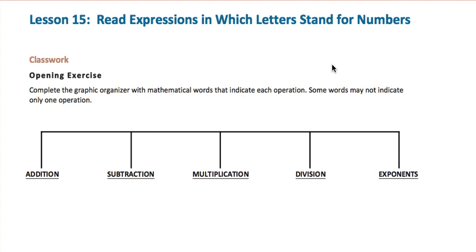Module 4, Lesson 15, we're going to practice reading expressions in which letters stand for numbers. So we're starting with a graphic organizer with mathematical words that indicate each operation. And some words may not indicate only one operation. Sometimes you see a word and it might show up in several different operations. So we need to read the whole phrase in those circumstances.